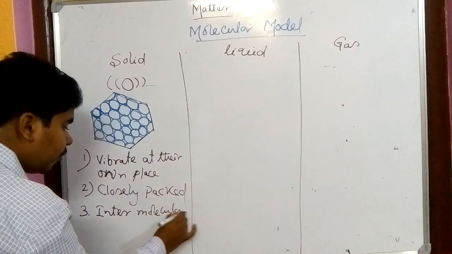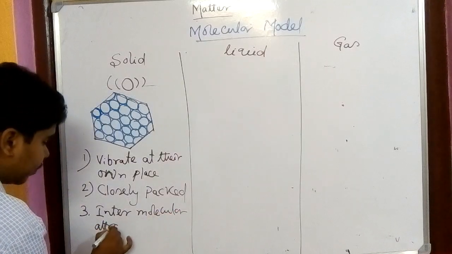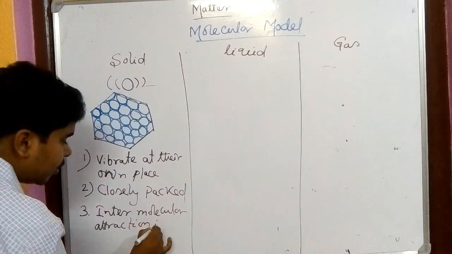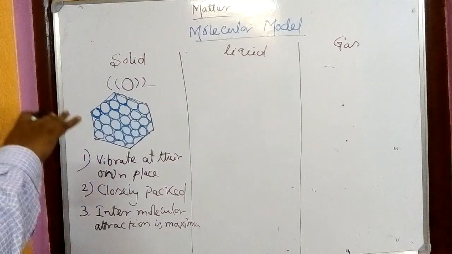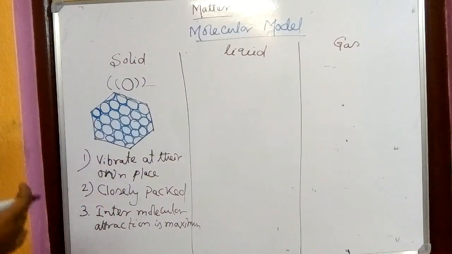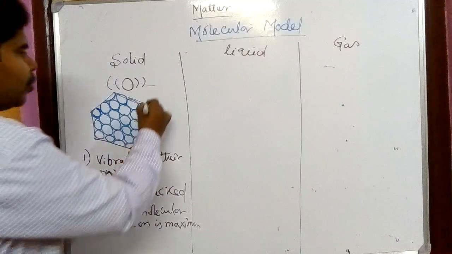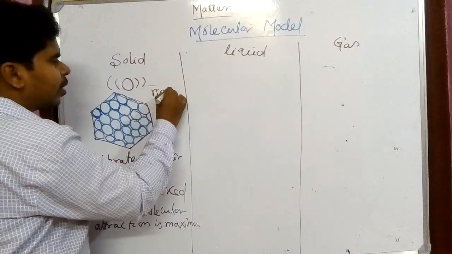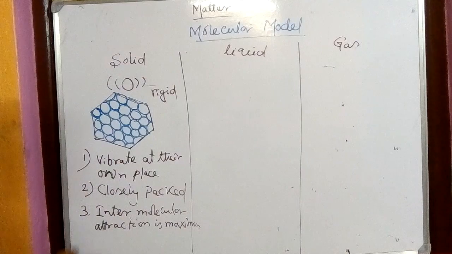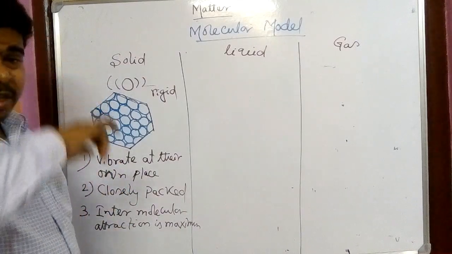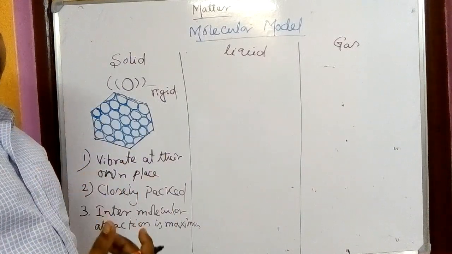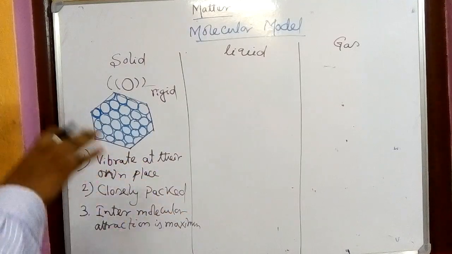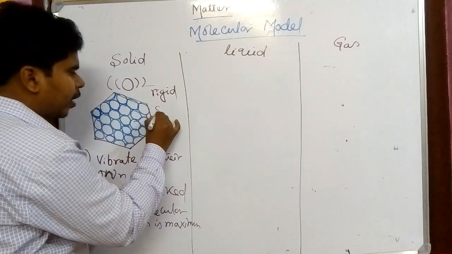So intermolecular attraction is maximum. Now, due to this arrangement, the solid becomes very rigid. The solids we have seen around us are very rigid. If I am talking about wood, plastic, stone, iron, any metal we can take, they are rigid and they have a definite shape.